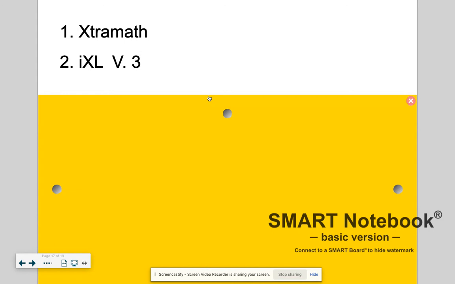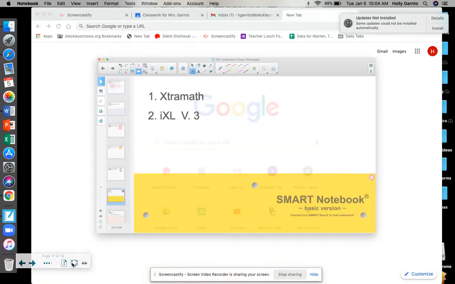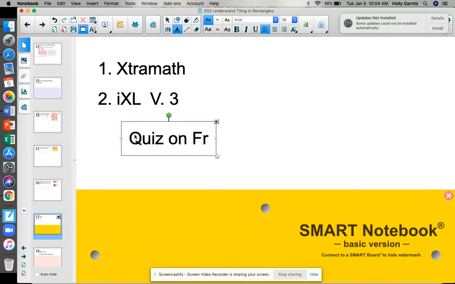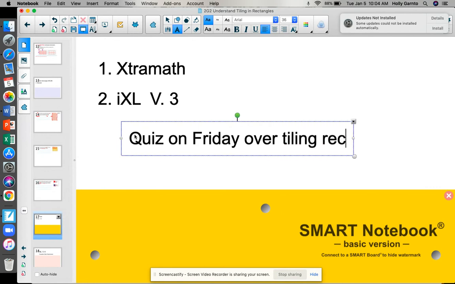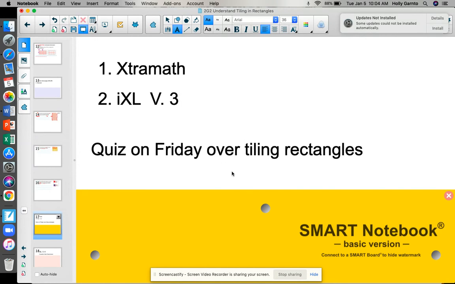Okay. You might want to write in your agenda that you have a quiz tomorrow. So let me type this in. Quiz on Friday over tiling rectangles. If your parents ask what that means, remember that word partitioning, we're splitting up rectangles into same size squares.